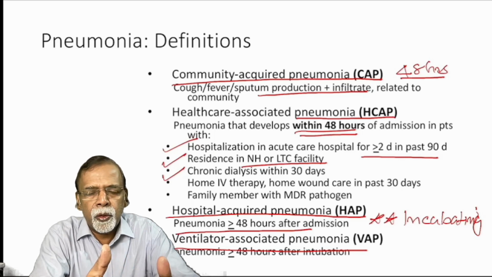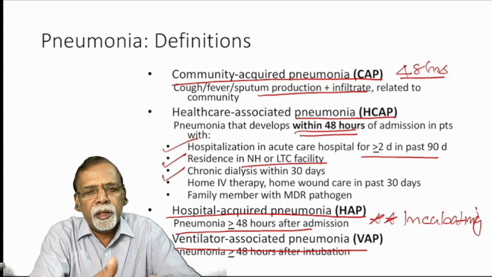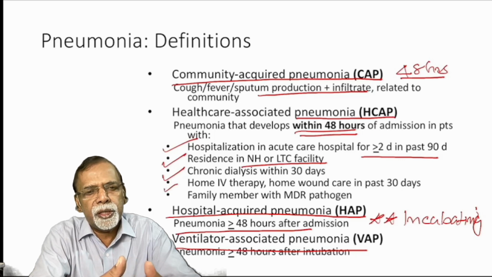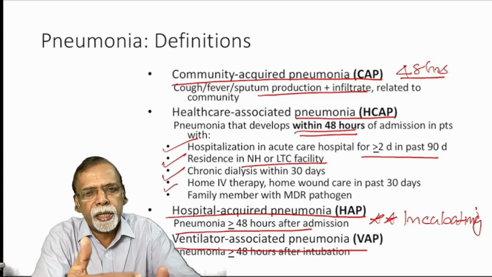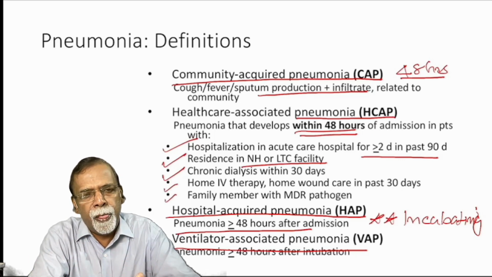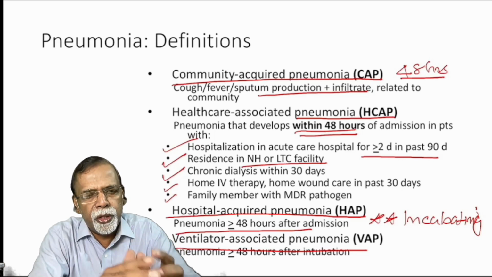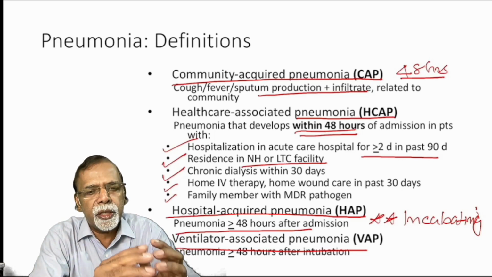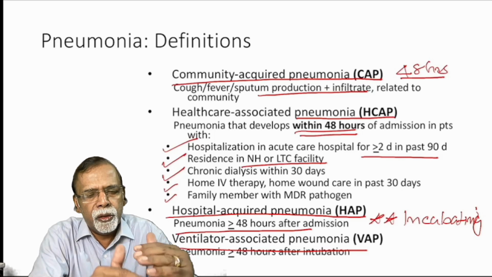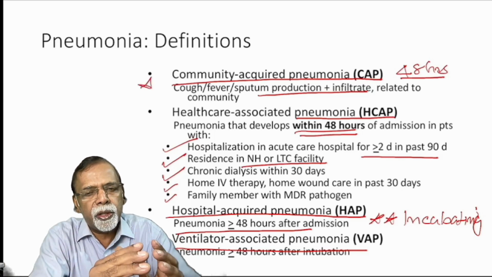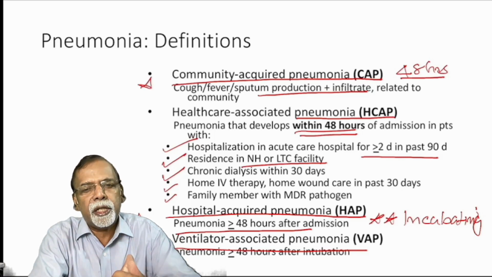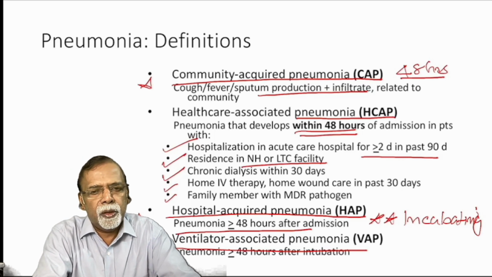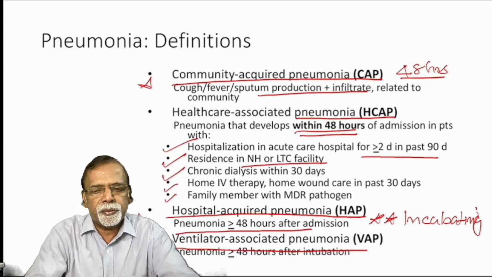Patient is on home IV therapy, home wound care for the last 30 days, patient on chemotherapy, or a family member with MDR pathogens. All these can be considered as healthcare associated pneumonia. Basically, remember community acquired pneumonia, hospital acquired pneumonia, and ventilator associated pneumonia. Hospital acquired pneumonia means pneumonia occurring 48 hours after admission to the hospital. Hope this point is clear to you.